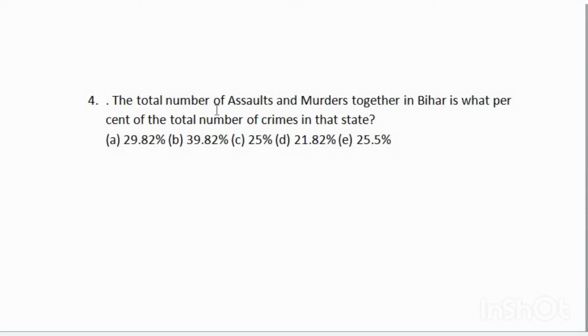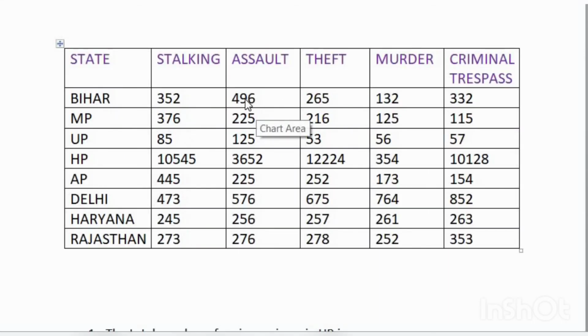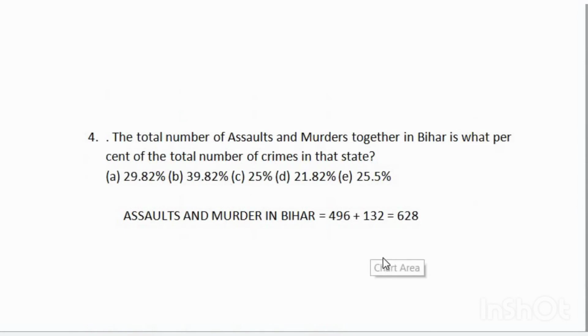So the question is the total number of assaults and murders together in Bihar. When you look at the table in Bihar, the assault case is 496 and the murder case is 132. Adding these two values, you will get 628.